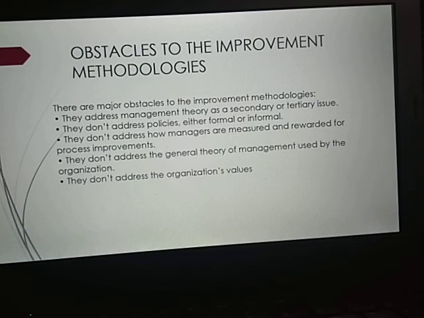Obstacles to the improvement methodologies. There are major obstacles to the improvement methodologies. They address management theory as a secondary or tertiary issue. They don't address policies, either formal or informal. They don't address how managers are measured and rewarded for process improvements. They don't address the general theory of management used by the organization. They don't address the organization's values.